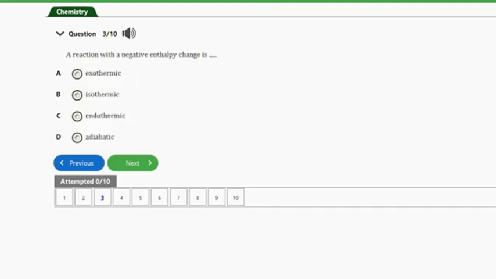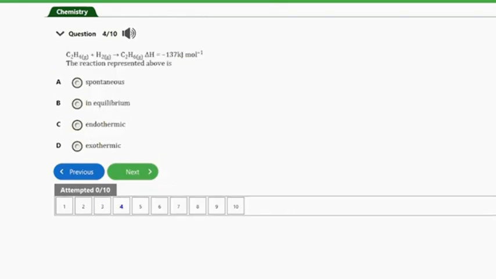Question number 3 here. So the question says, a reaction with a negative enthalpy change is A. Exothermic, B. Isothermic, C. Endothermic, D. Adiabatic. So guys, the answer to this question here is exothermic. A reaction that has a negative enthalpy change, that's a negative delta H, will be regarded as an exothermic reaction. So guys, that's the answer to this question, option A. So let's consider the next question.